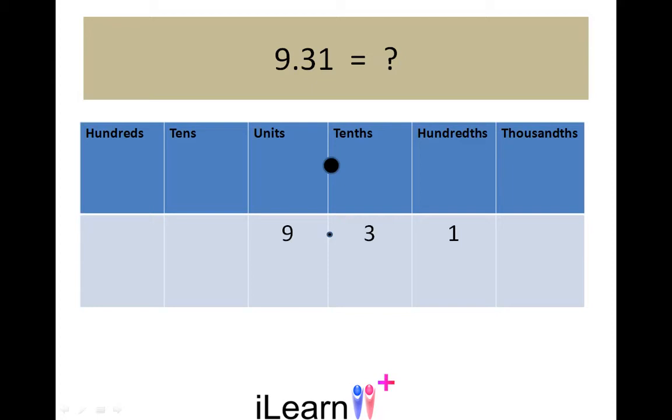How about 9.31? The 3 is in the tenths column, but the 1 is in the 100th column. We need to remember to look at this as 31. So it will be 31/100ths. Once you know how to use this method, it is easy to change decimals into fractions.